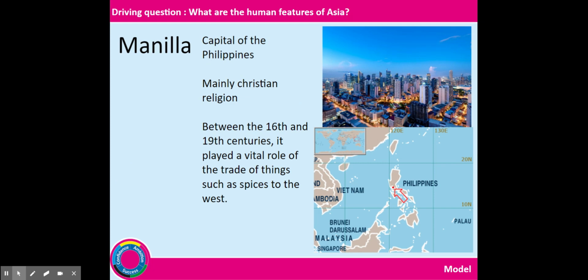Last city we're going to look at is Manila in the Philippines. The Philippines are here, it's not very clear on this map, but it's in Southeast Asia. So China is up here, this is Vietnam, Japan is somewhere up here if we look at this map, and here are the Philippines. Now Manila is in the northern part of it. It is a mainly Christian city. It was one of the main ports between the 16th and 19th centuries for trade to the west, and a lot of spices and silks flowed through Manila on their way to America, to England, and other European countries.